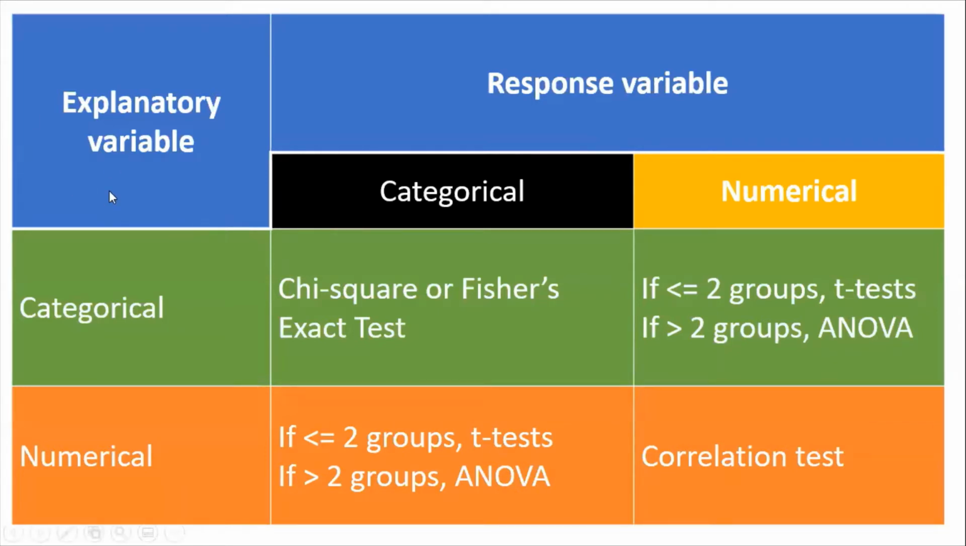Okay, so we have explanatory variable and response variable. I think when you are looking at two variables, I really don't think which one is explanatory variable and which one is response variable. So let's just make it arbitrary. Just leave it as it is, and we have two variables. So if we have two categorical variables, then we can use chi-square or Fisher's exact test.